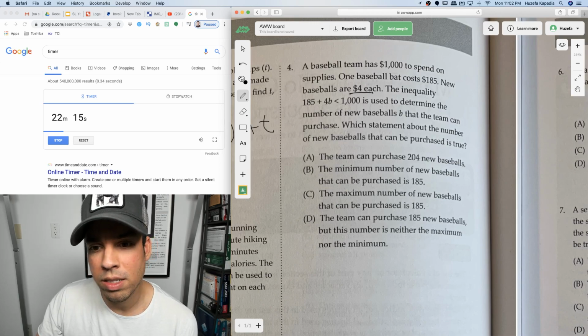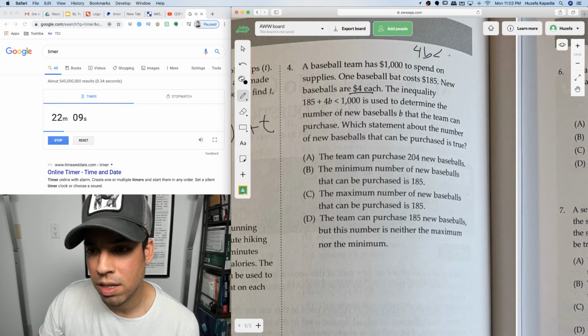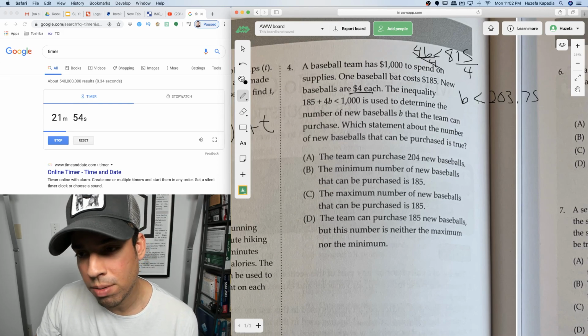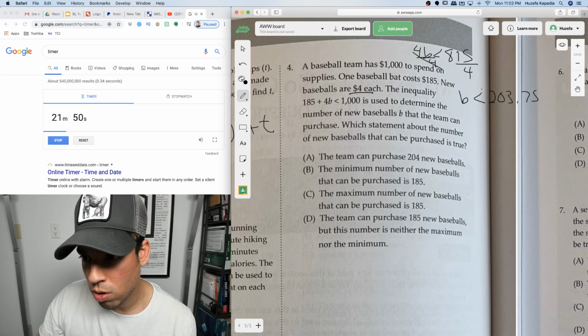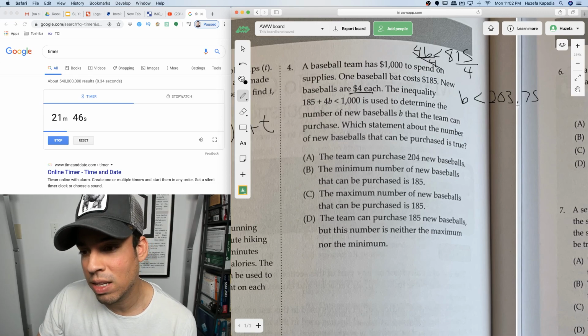Okay, I'm going to isolate for B, because B is the number of new bats, right? So I'm going to subtract 185, and I get 4B is less than 815. I'm going to divide by 4, so B has to be less than 203.75, okay? How did I do that mentally? Well, you could do long division. 4 times 200 is 800, 4 times 3 is 12, and then 3/4 of 4 is 3, so that gets me up to 815. So B has to be less than this.